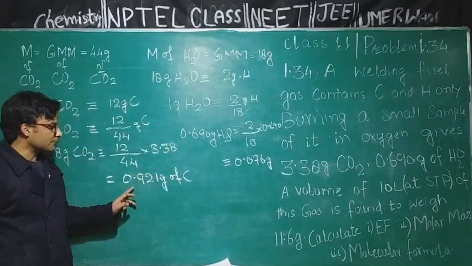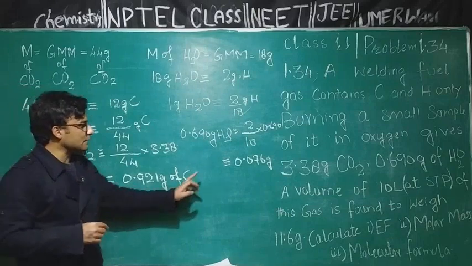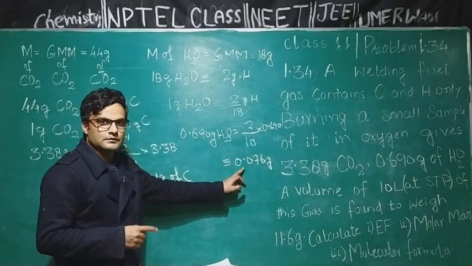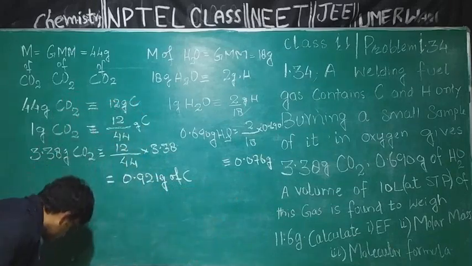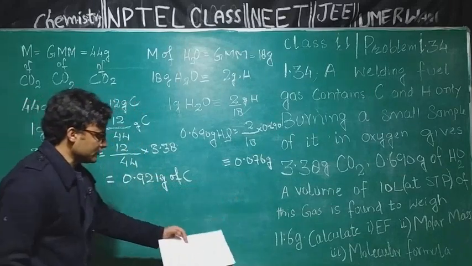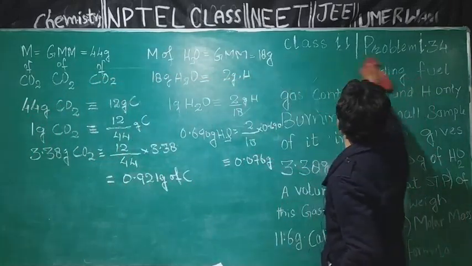This is the mass of carbon present in hydrocarbon gas, and this is the mass of hydrogen present in hydrocarbon gas. Now I will use these two masses. I will use these masses of carbon and hydrogen in order to determine its empirical formula.